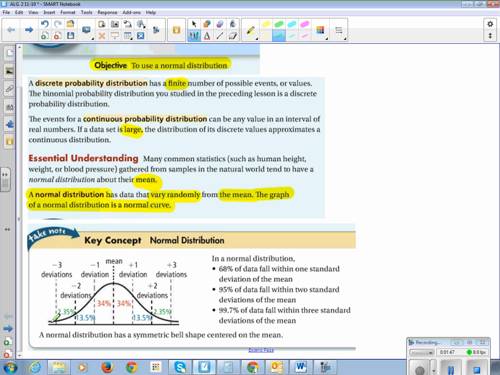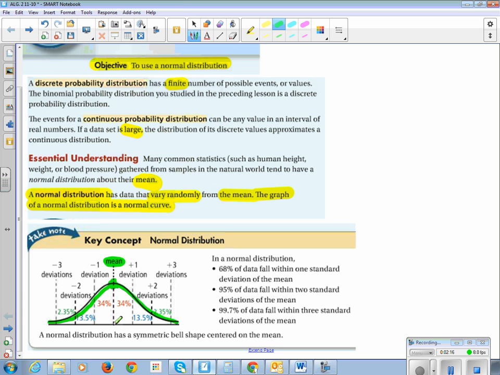When you look at a normal distribution, the top of your curve hits the mean. And everything about a normal distribution is centered about your mean. So the reason we calculated standard deviations is just so we can get to normal distributions.